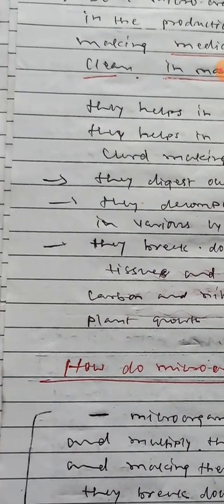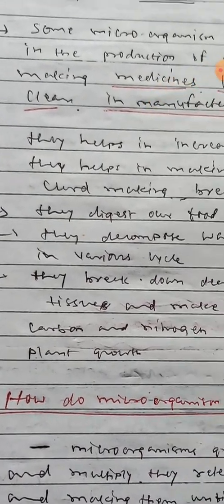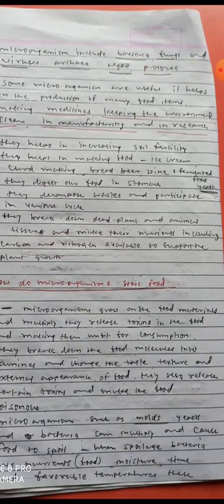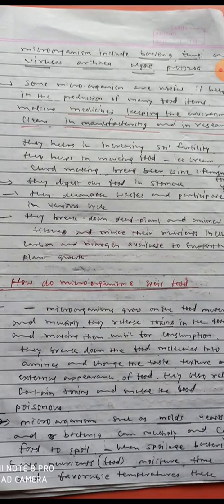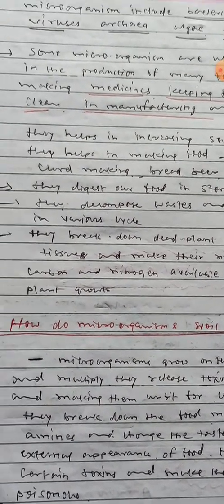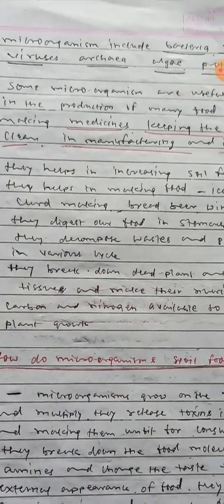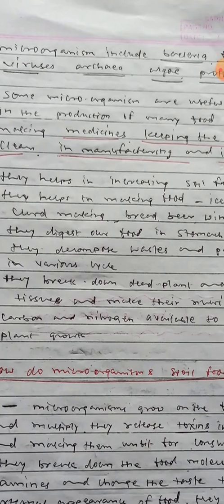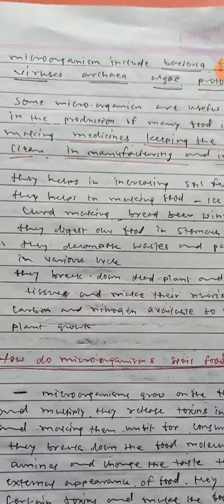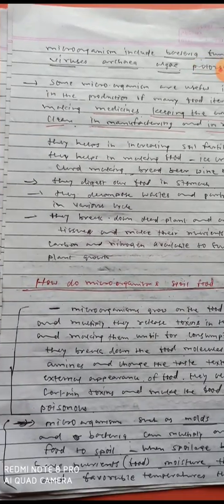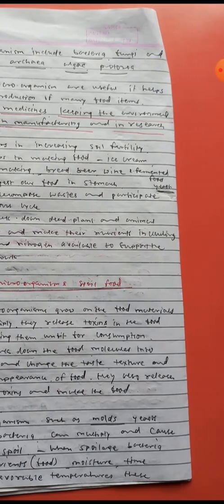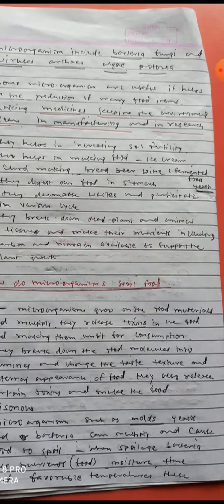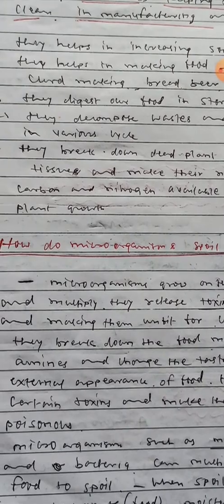There are two types of microorganisms: some are useful and some are harmful. But fungus is a harmful one. It spoils the food. In our stomach also different microorganisms are there that digest our food, and they break down dead plants and animals. Now this is the important information.